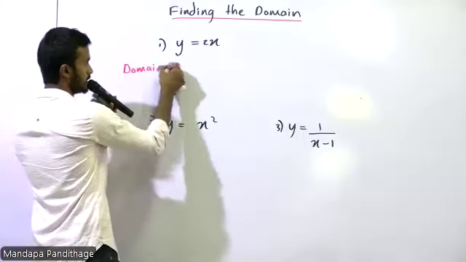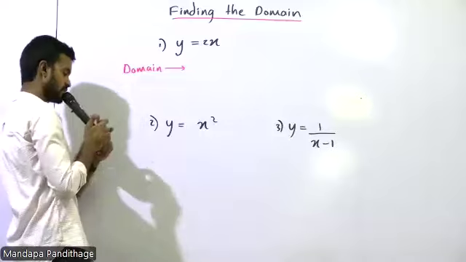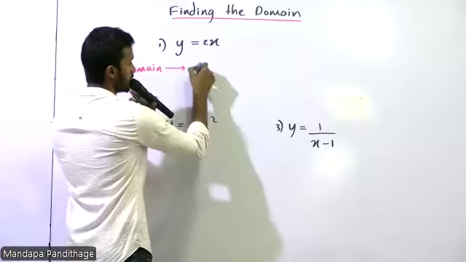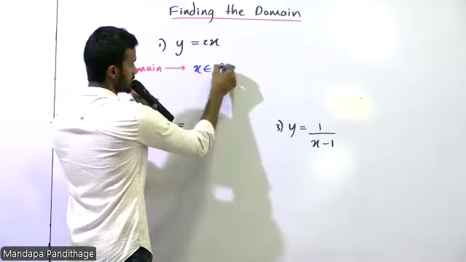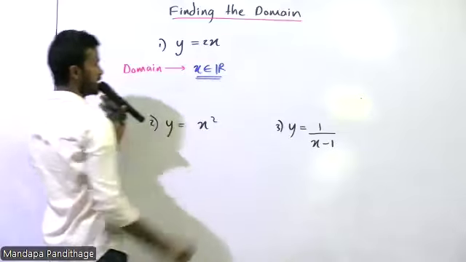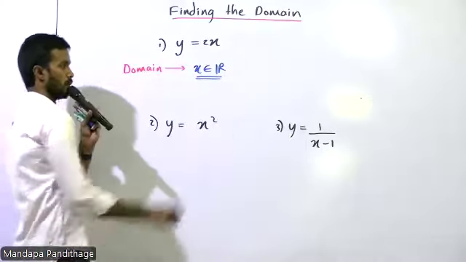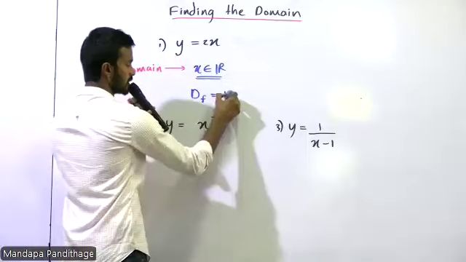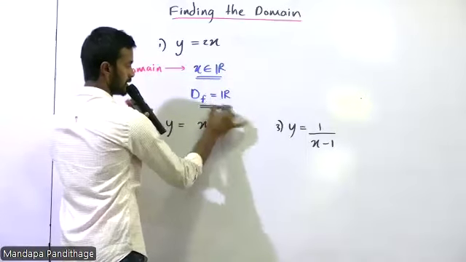Then in this instance, we say the domain is the set of x such that y is real. So in this case, x can be any real number. x is an element of the entire real number set. Or you can write the domain, the set of x, is equal to the entire real number set.